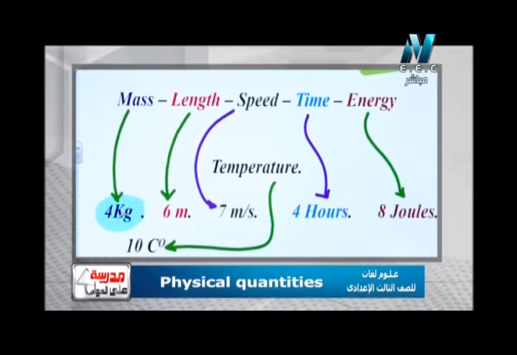We just need a number with a measuring unit to identify the physical quantity. So the definition of a scalar physical quantity: it is the physical quantity that has magnitude only. It is identified by magnitude only. Its magnitude only is enough to identify it.